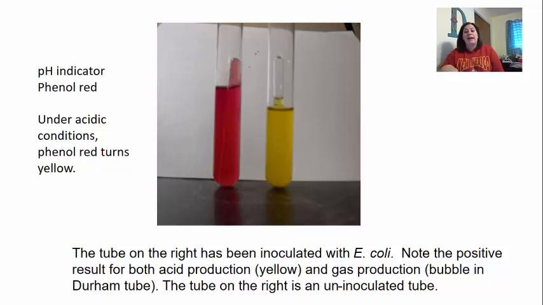The tube on the right has been inoculated with E. coli. Note the positive result of both the acidic production, which means it's yellow, but also if you'll notice in the Durham tube, that little tube on the inside, there's also gas produced in there. There's a bubble there, and this lets you know that it was undergoing fermentation. The tube on the left is an uninoculated tube, so that's what the tube would look like to begin with. It had the red color with no gas bubbles in the Durham tube.